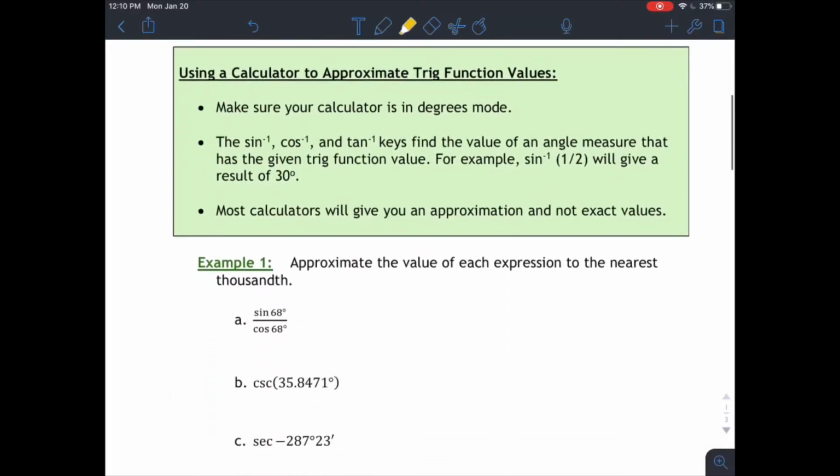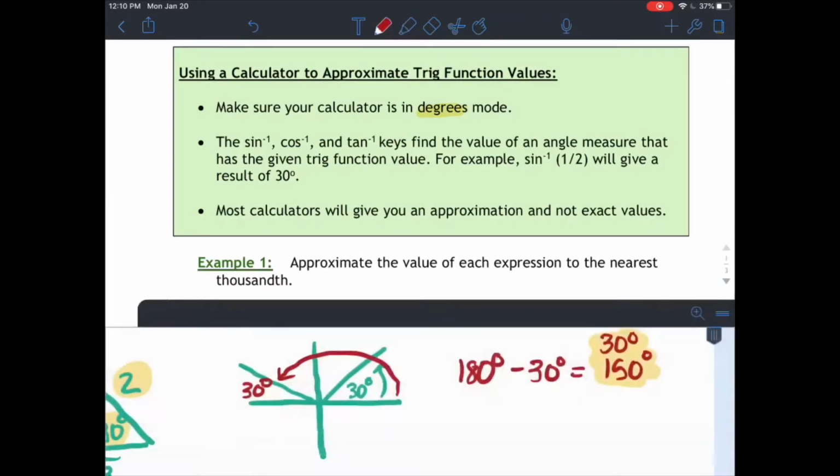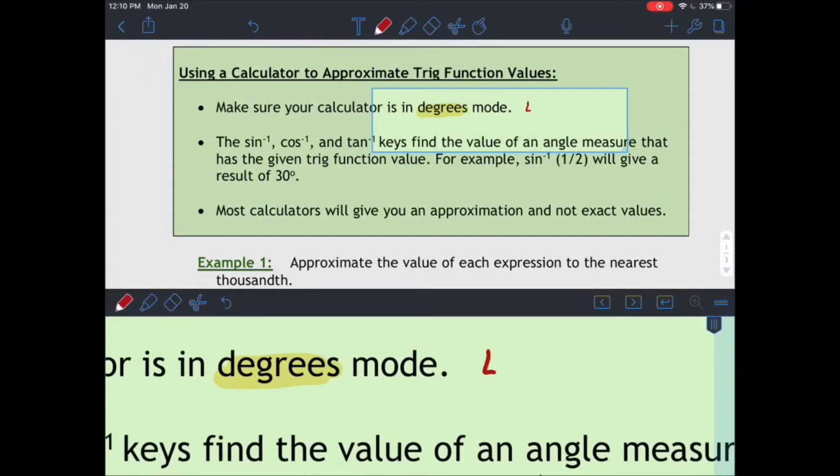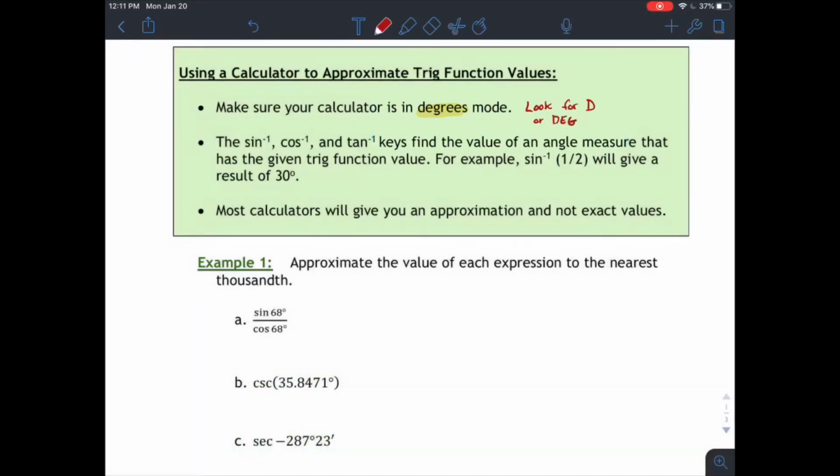So, things about using your calculator to get trig function values. First thing that you're going to need to check is to make sure whether or not your calculator is in degrees mode. So you could look on your calculator, some of them have a D that says it's in degrees mode, or a DEG. It should not have an R, because R is for radians that we're going to talk about later.